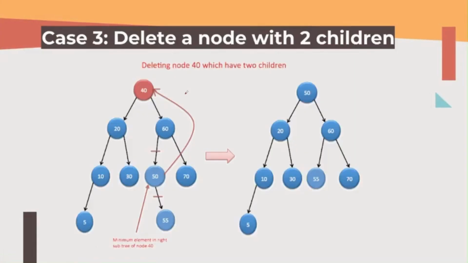Next, let's see how to delete a node with two children. That is case 3. In this example, we are going to delete the node 40, which has two children, 20 and 60. Now we can replace the 40 with the in-order predecessor or in-order successor. That means we can replace the 40 with the largest element in the left subtree or the smallest element in the right subtree. That means we can replace 40 with 30 or with 50.